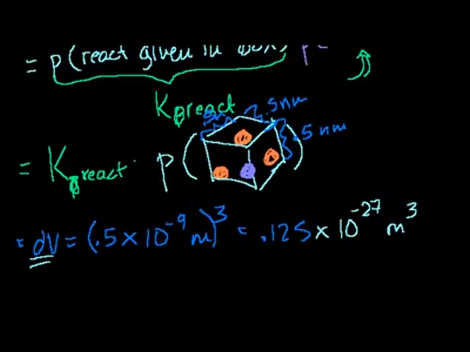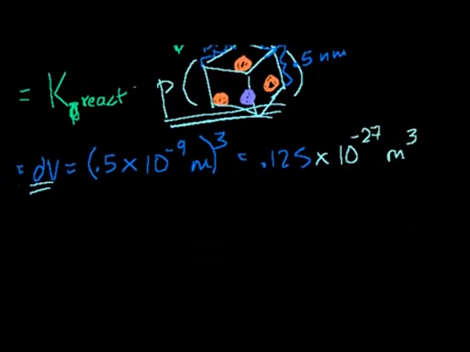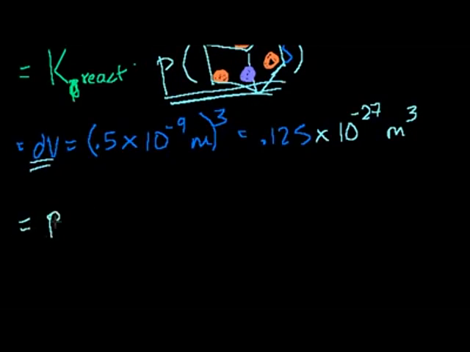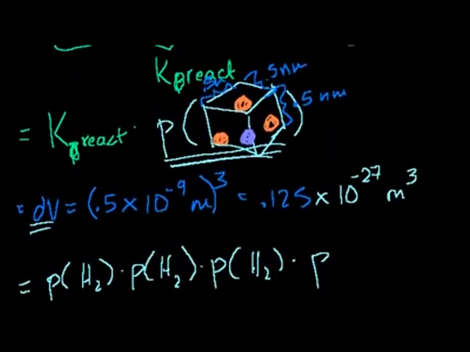Now we know the volume. Let's figure out what's the probability. So this is the probability in the box, that's what we're concerned with. The probability in the box is the probability that I have one hydrogen in the box times the probability that I have another hydrogen in the box times the probability that I have another hydrogen in the box. These are all in-the-box probabilities, times the probability that I have a nitrogen in the box.